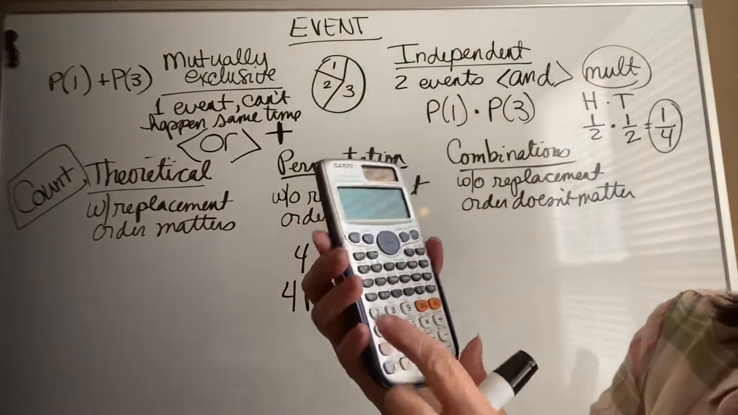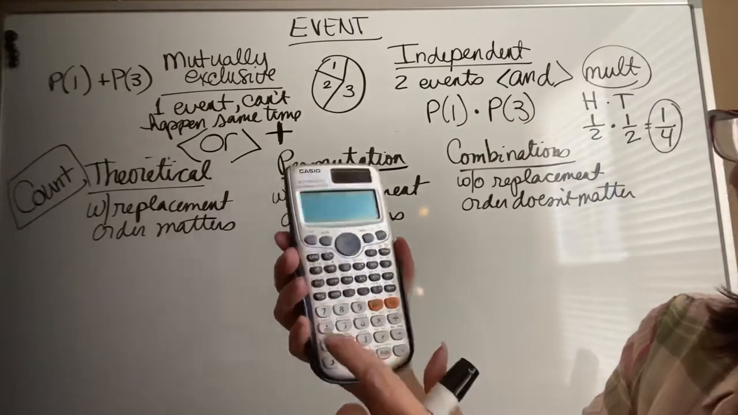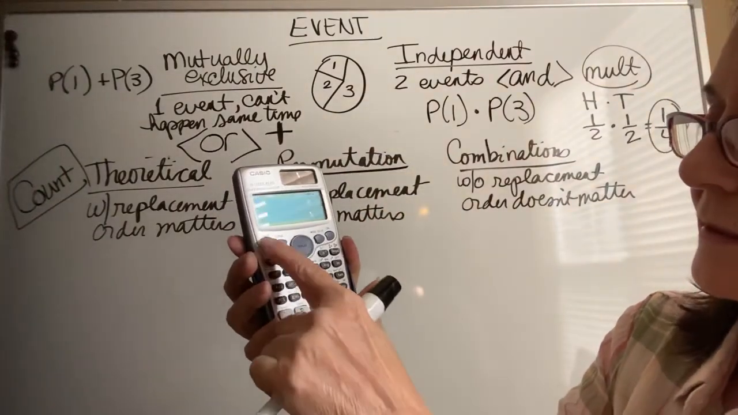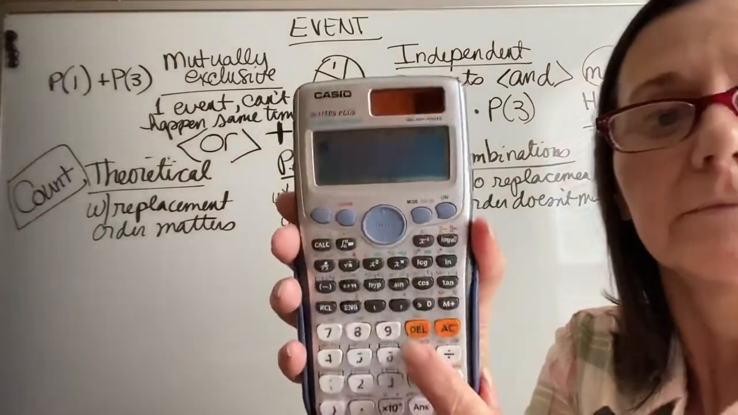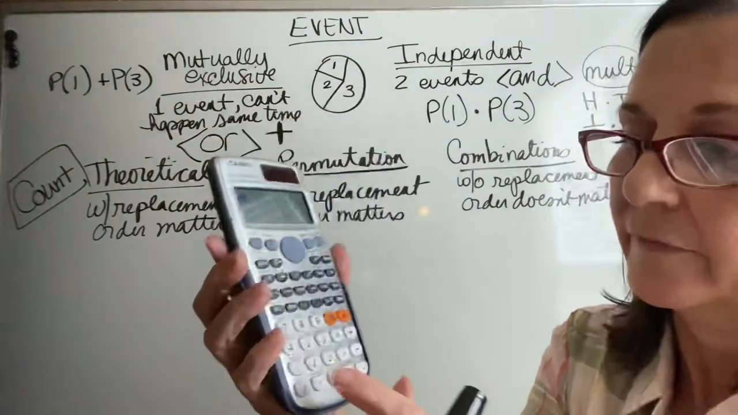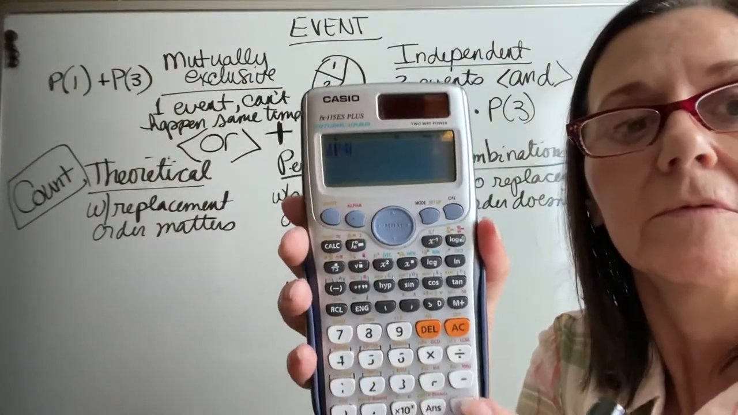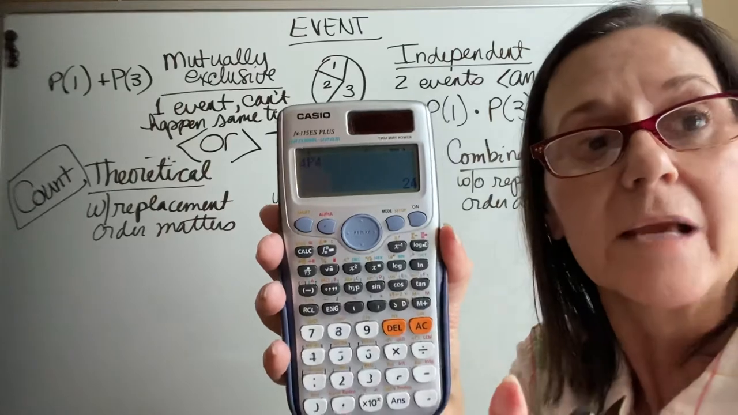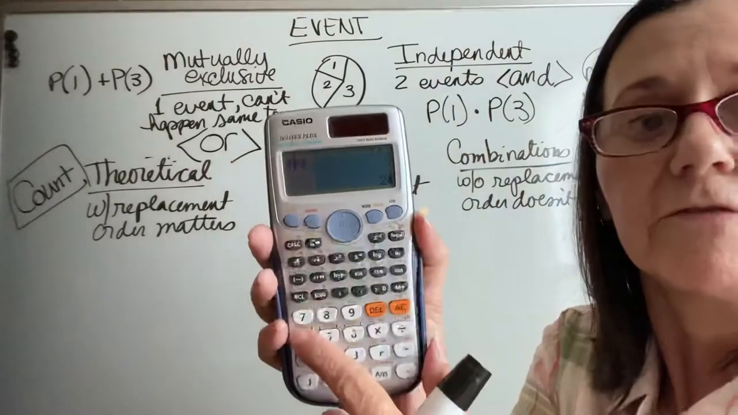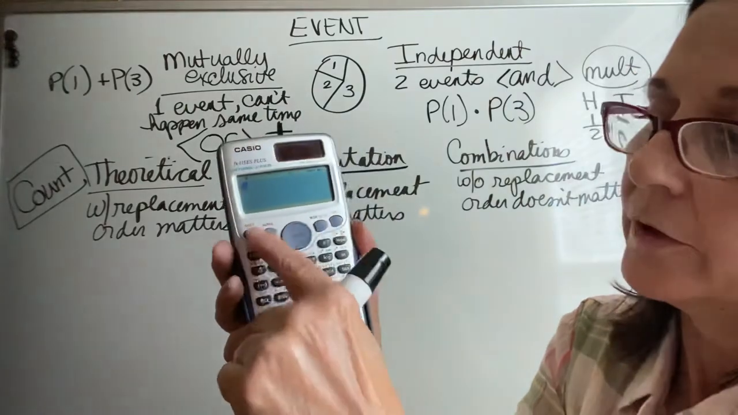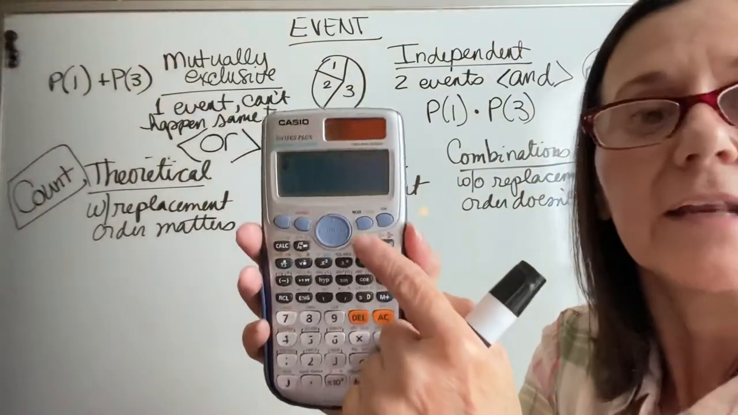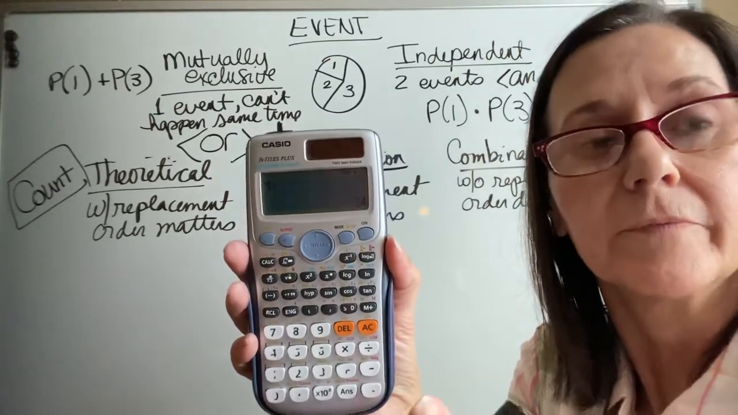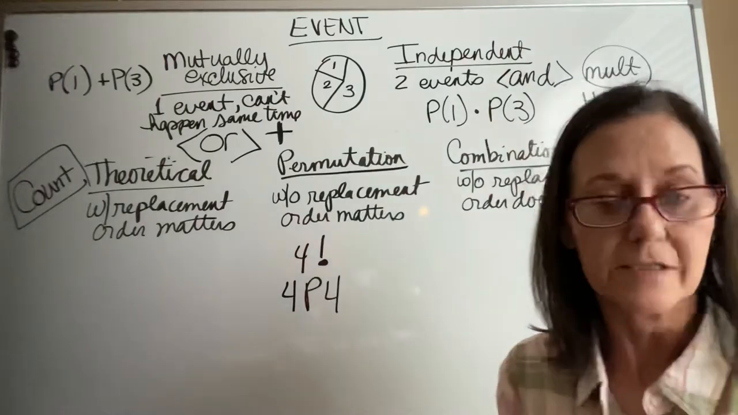You enter. Make sure it's on. Clear. 4. And then shift this multiplication button, and you'll see the P, 4, and you get 24. I'll get the same number if I do 4 factorial. I could have done 4 factorial, which is shift the x to the negative 1, hit enter, equal, I get 24. It's a permutation. There are 24 options.